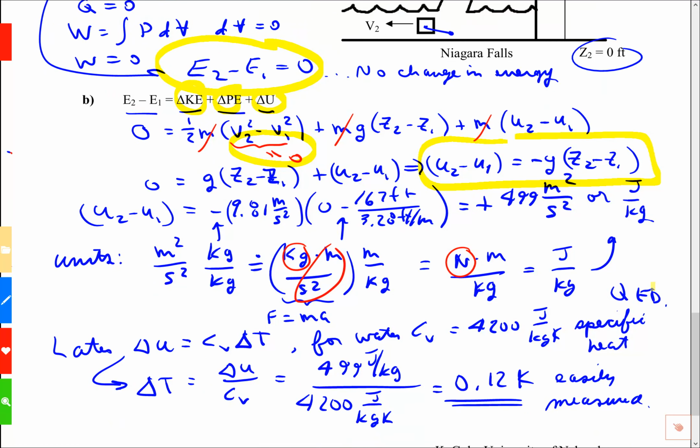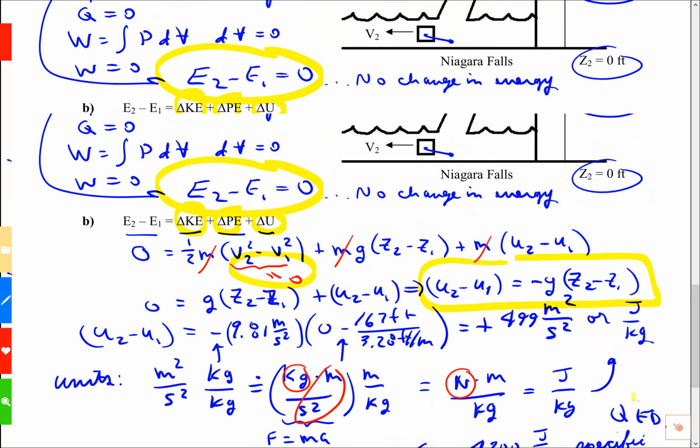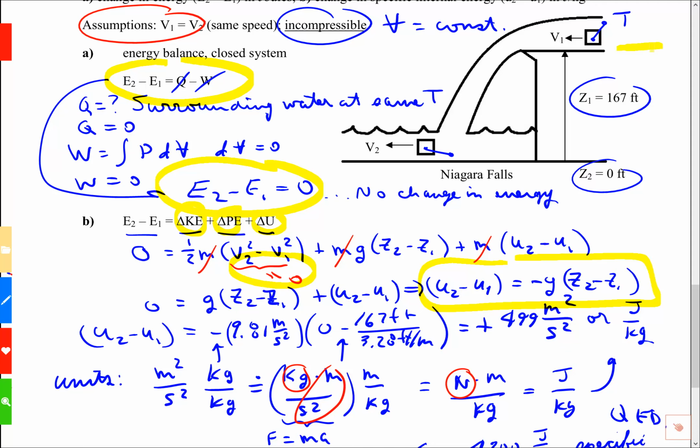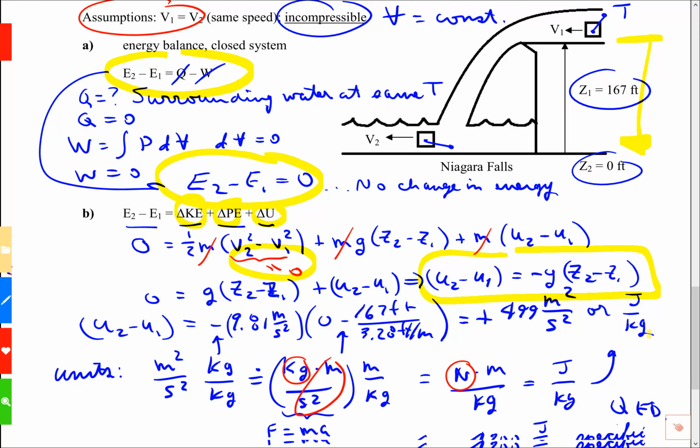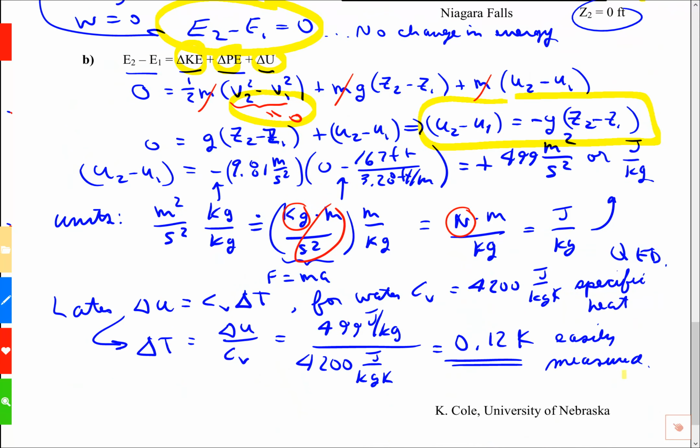And now a very large amount of potential energy, this is quite a long drop, 167 feet, a large amount of potential energy produces a small amount of heat energy. And that is one of the reasons that the energy conservation was slow to be accepted. And if you remember that, then all will be well.